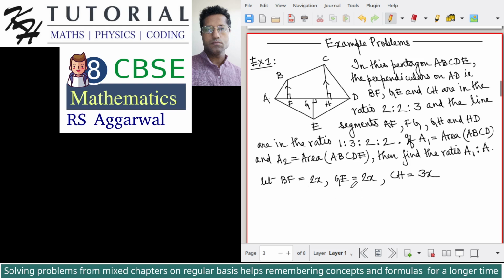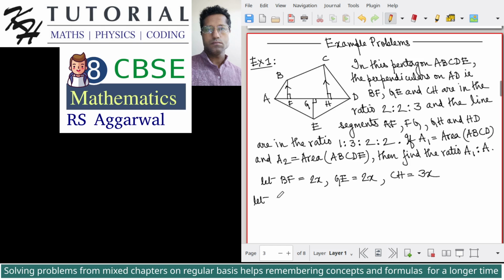So BF is 2x, GE is 2x and CH is 3x. Also the ratio of AF, FG, GH and HD are given. Since this is a different ratio, we cannot use x in assuming the values of AF, FG, GH and HD. We have to use some other variable.